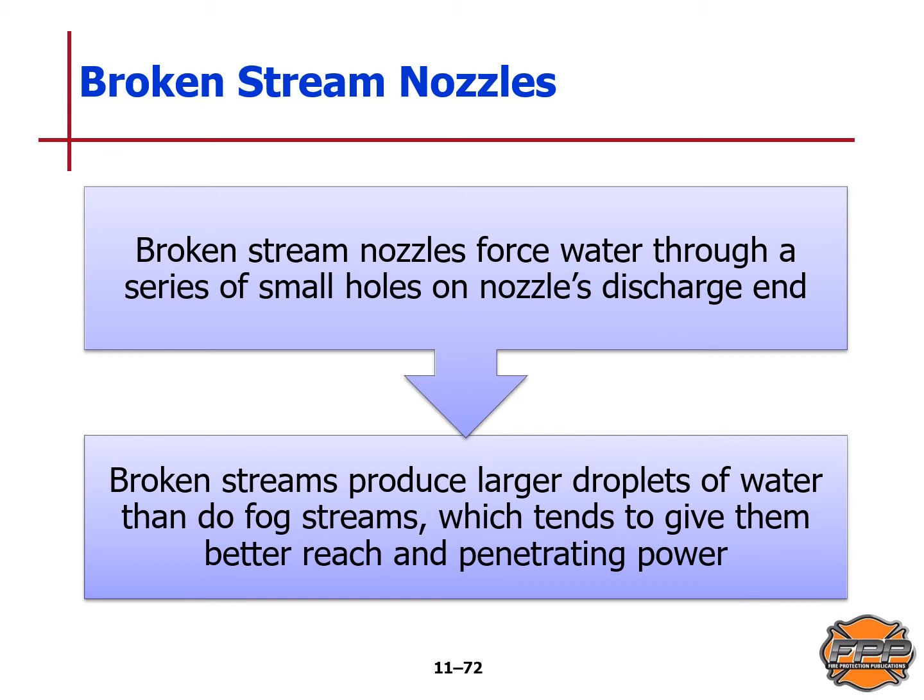Broken stream nozzles force water through a series of small holes on the nozzle's discharge end. Broken streams produce larger droplets of water than do fog streams, which tend to give them a better reach and penetrating power.